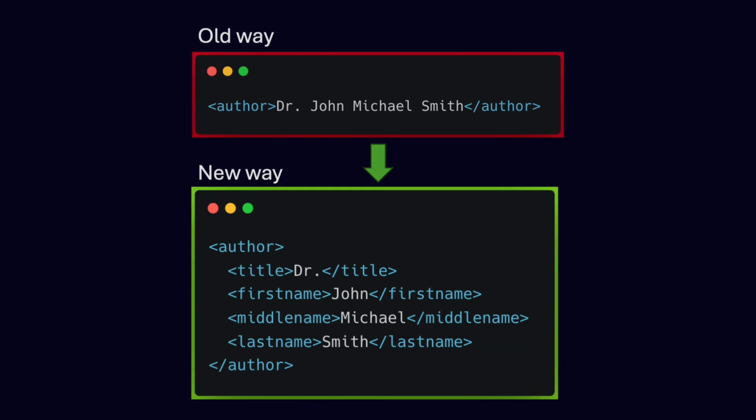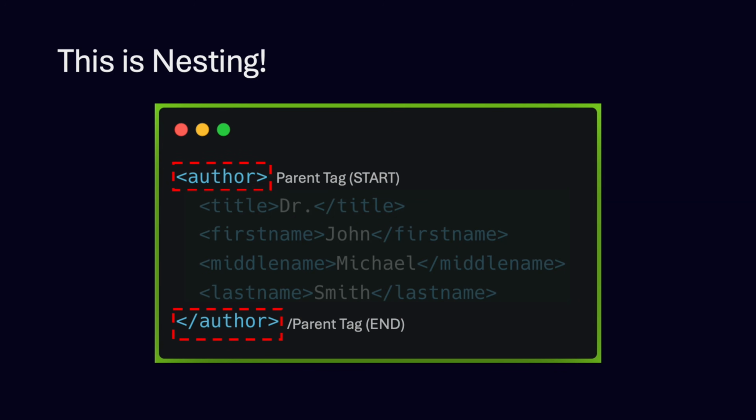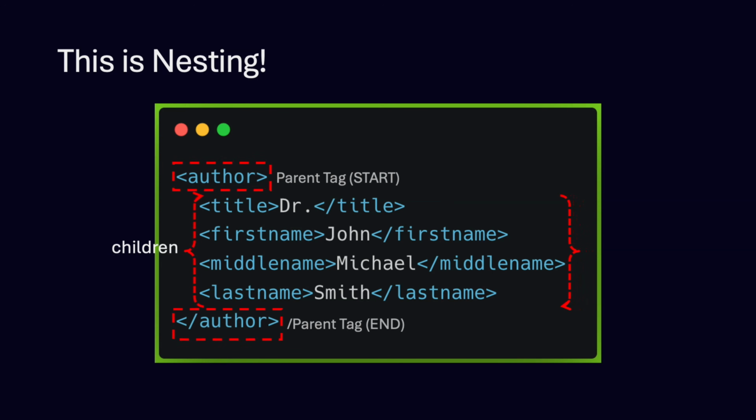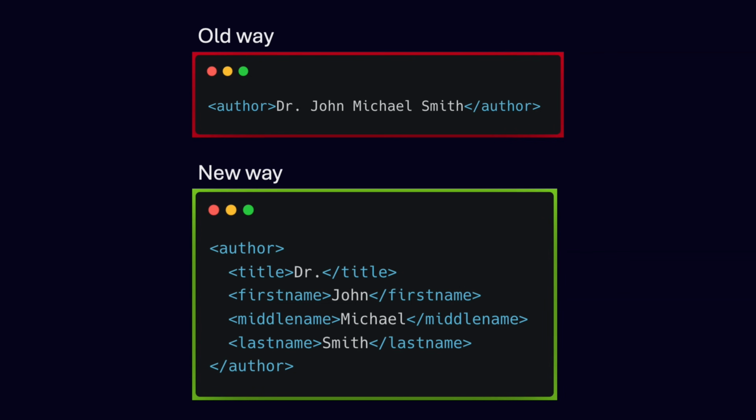Notice what's happening here. The author tag now contains 4 other tags inside it. In nesting, we have a parent-child relationship. The author tag is the parent, and the title, first name, middle name, and last name are its children, its subparts, if you will. All the child tags are related to their parent. That's why they are inside that parent tag. They belong inside their parent. With this approach, each piece of information is now explicit and labeled. No guesswork. Very good. Let's go and change our BTML format.